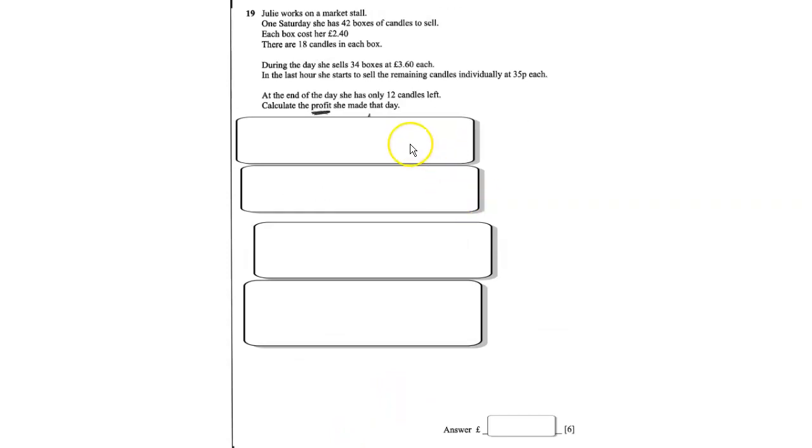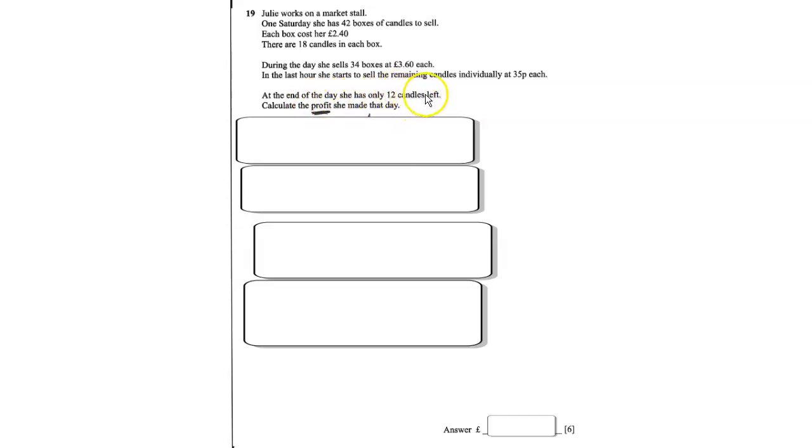Okay, for question 19, it says Julie works in a market stall. One Saturday she has 42 boxes of candles to sell. Each box cost her £2.40. There are 18 candles in each box. During the day she sells 34 boxes at £3.60 each. In the last hour she starts to sell the remaining candles individually at 35p each. At the end of the day she has only 12 candles left. Calculate the profit she made that day.